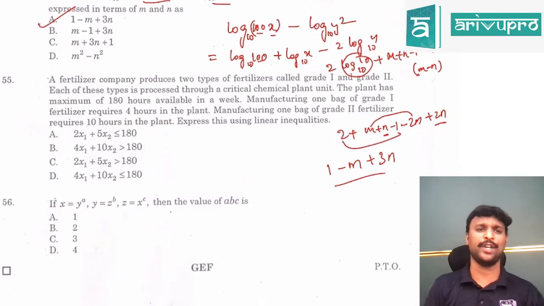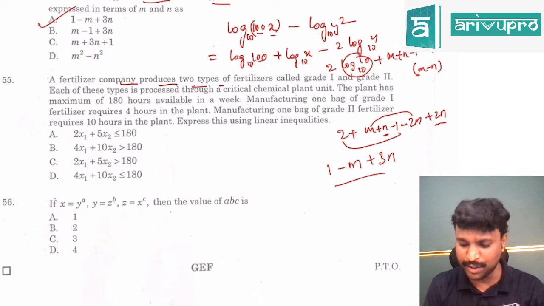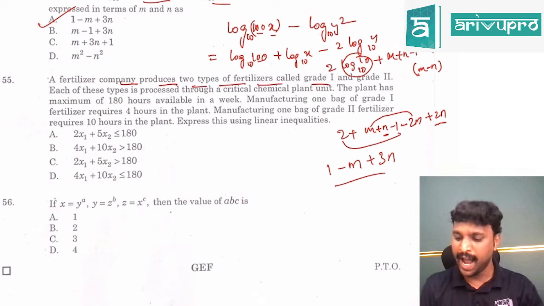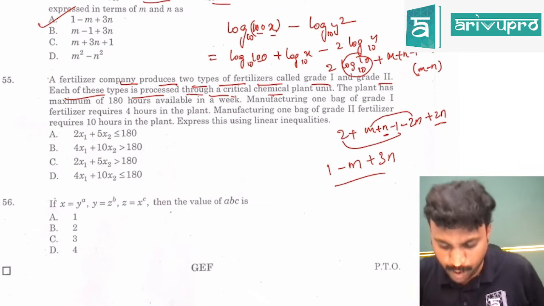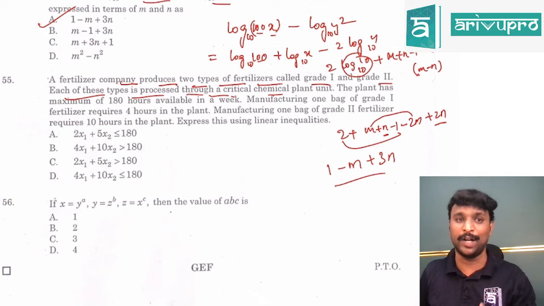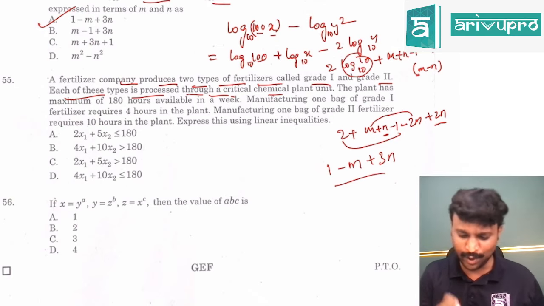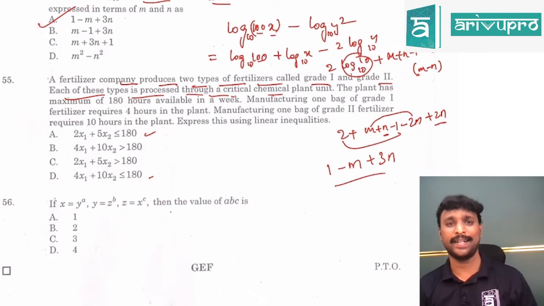Guys, look at the next question, 55. It's based on the linear inequalities. A fertilizer company produces two types of fertilizers called grade 1 and grade 2. Each of these types processed through a critical chemical plant unit. The plant has maximum of 180 hours. So guys, whenever it comes to time, it should be less than or equal to. Correct? So less than or equal to, there are two options, option A and option D. So which one is the correct answer?